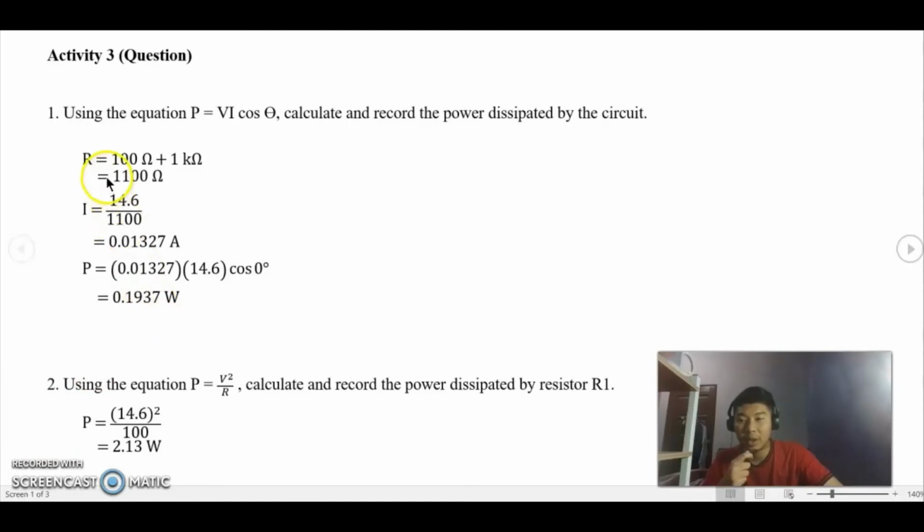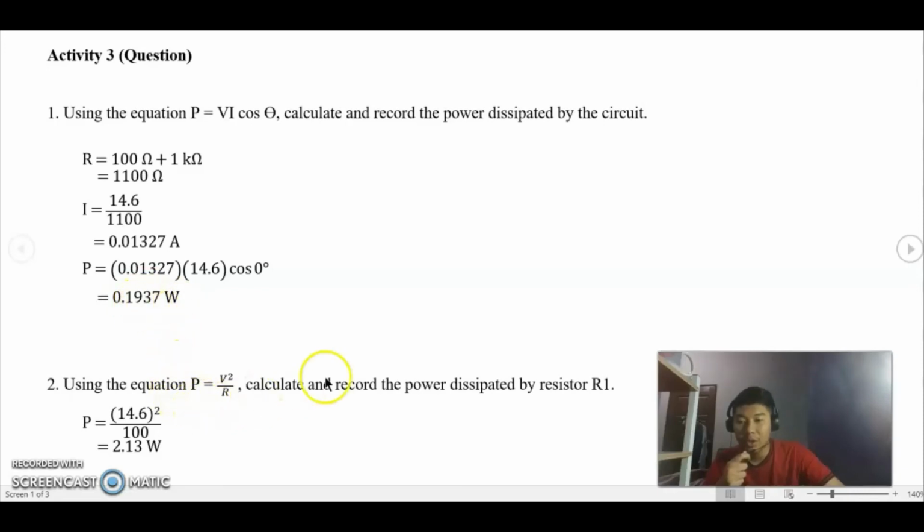So first we need to find the R. So R is a series, 100 ohm plus 1 kilo ohms. We got this value, and then find the I. Divide 14.6 by 1100 ohms, and then after we get the two values, put them into this equation here to get the power. So the power is equal to 0.1937 watt.